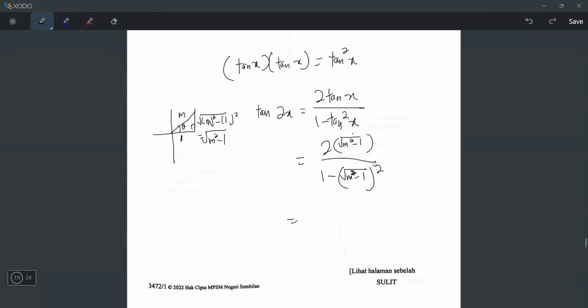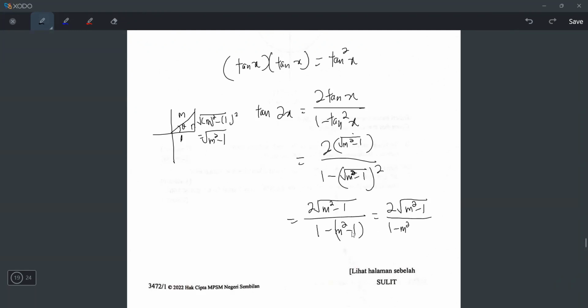So now you just have to simplify a bit. So 2 times it will be 2 square root m square minus 1 over, and then this one, can I simplify? Yes, because square root and square can cancel each other, so you are just left with m square minus 1, but make sure you put bracket or else it will be wrong. And then this will be 2 square root m square minus 1. This one nothing to do already. The top one really cannot be done already. But the bottom one can.